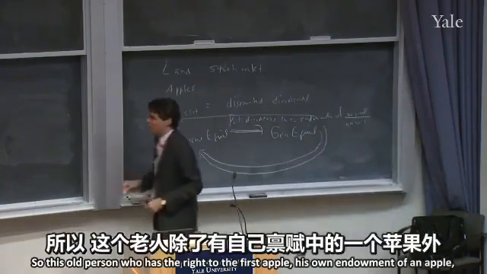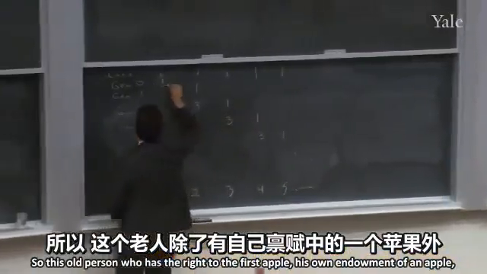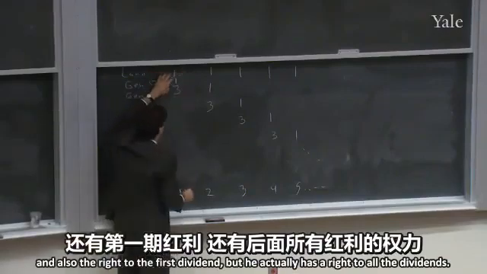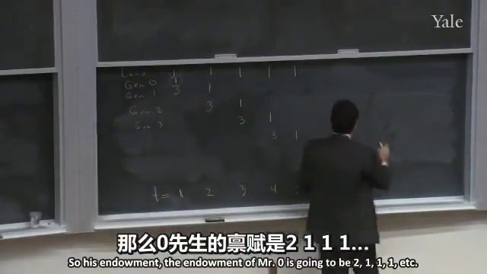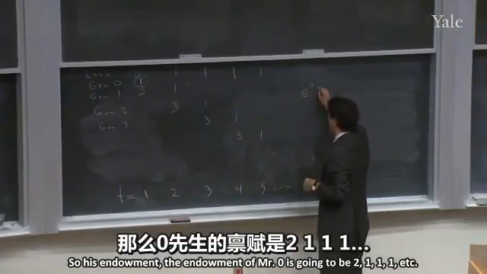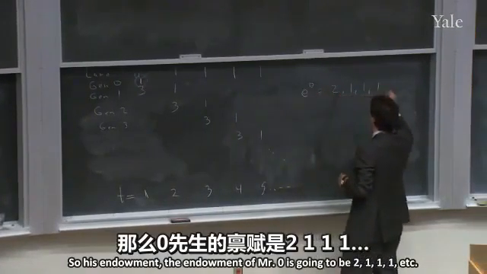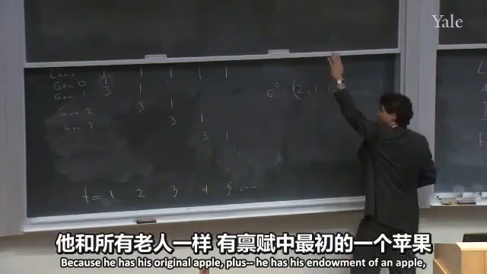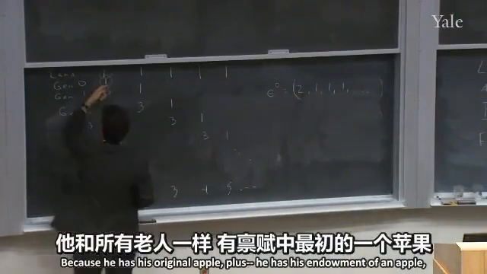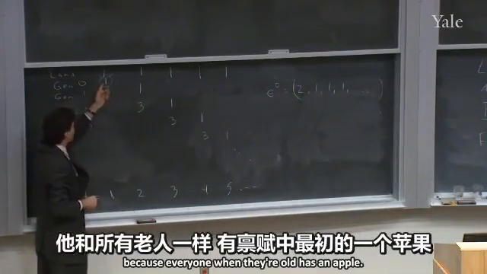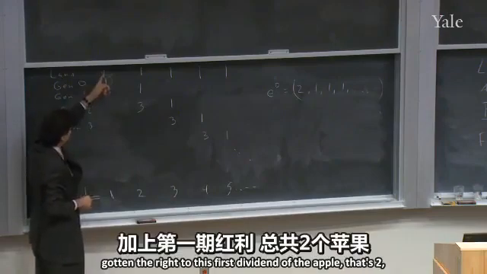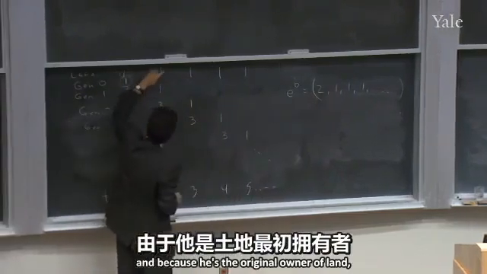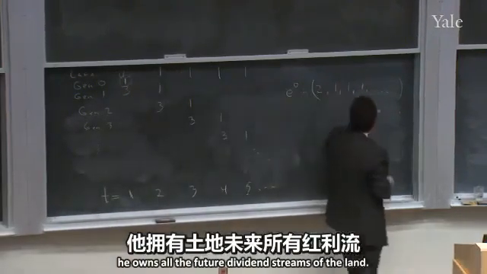Okay, so this old person has the right to the first apple, his own endowment of an apple, and also the right to the first dividend, but he actually has a right to all the dividends. So the endowment of Mr. Zero is going to be 2, 1, 1, 1, etc. Because he has his original apple, plus his endowment of an apple, because everyone when they're old has an apple. He's also, because he's owned the land before, gotten the right to this first dividend of the apple, that's 2, and because he's the original owner of land, he owns all the future dividend streams of the land.